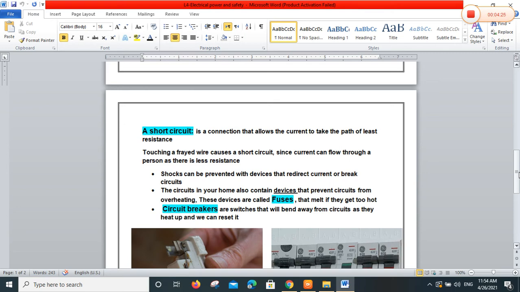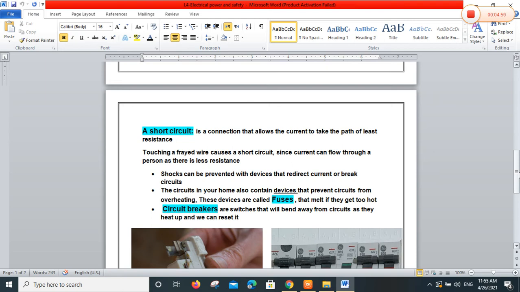Shocks can be prevented. How can I prevent these shocks? Shocks can be prevented with devices that redirect current or break the circuit. When I speak about breaking the circuit, I speak about a fuse. A fuse is a small device used in a circuit that melts when the appliance gets hot or uses a lot of electrical energy. This keeps your appliances from damage when the fuse melts.